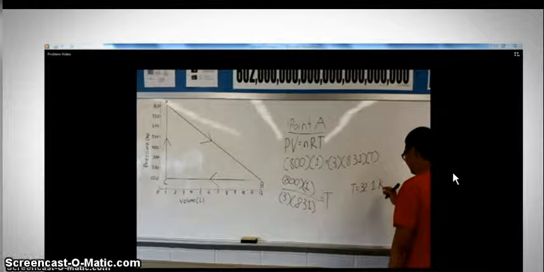At point A, pressure is 800 pascals, volume is 1 liter, n is 3 moles, R is always 8.31. Now that we have the numbers, we set up the problem to solve for T by dividing by 3 times 8.31. Then it's a simple matter of calculator work, and the answer is 32.1 Kelvin.